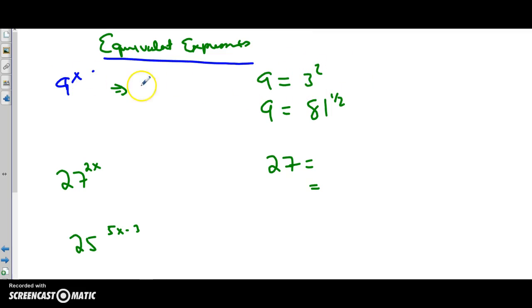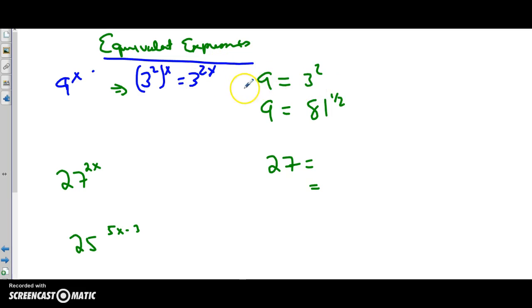So over here I have 3 squared. I can rewrite 9 to the x by replacing the 9 with 3 squared, so I have 3 squared all to the x. Now it's a power of a power scenario, so 2 times x is 2x. And so 9 to the x is equal to 3 to the 2x.